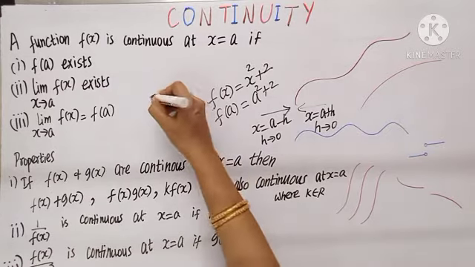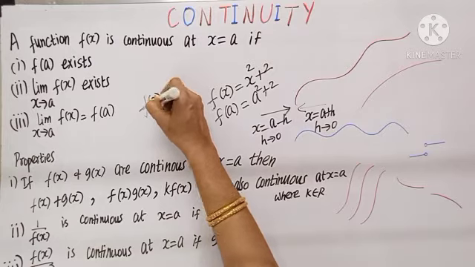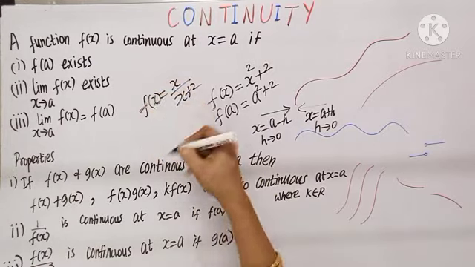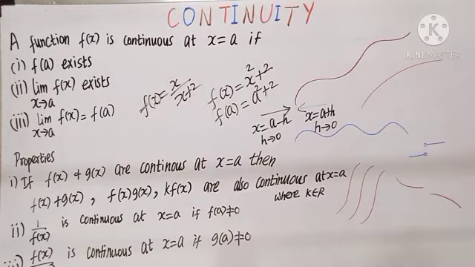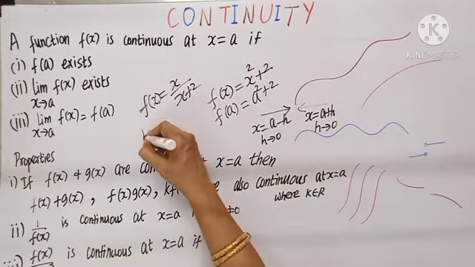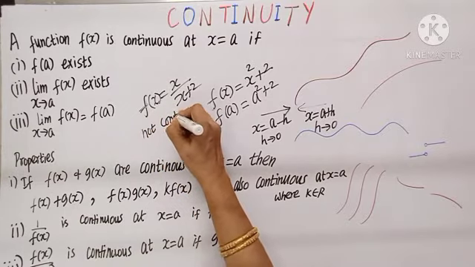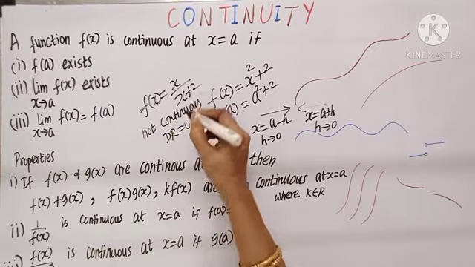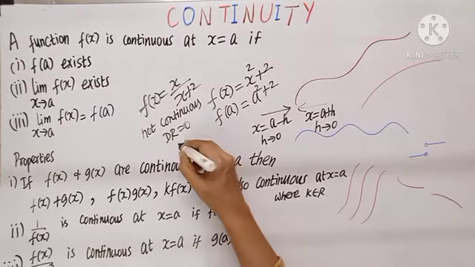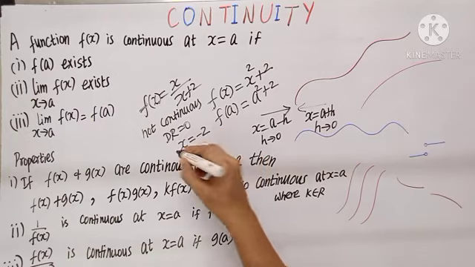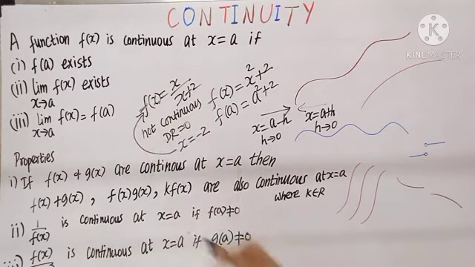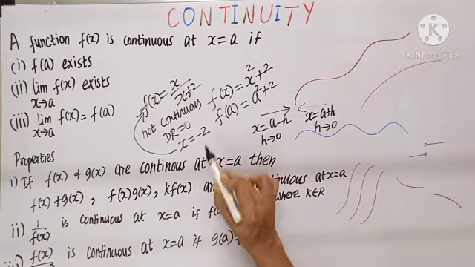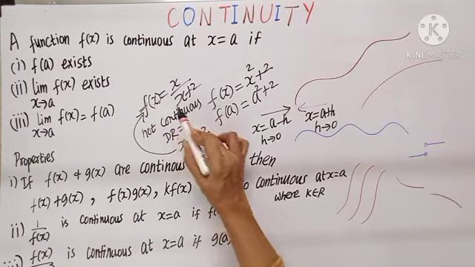Suppose you are given a function like this, x by x plus 2. Just by looking at this function, I will say not continuous when the denominator is 0. So what is the denominator? x plus 2. So x equal to minus 2. At the point x equals minus 2, the function is not continuous.